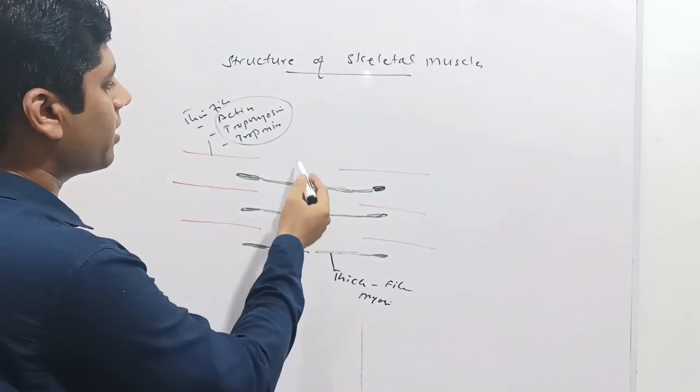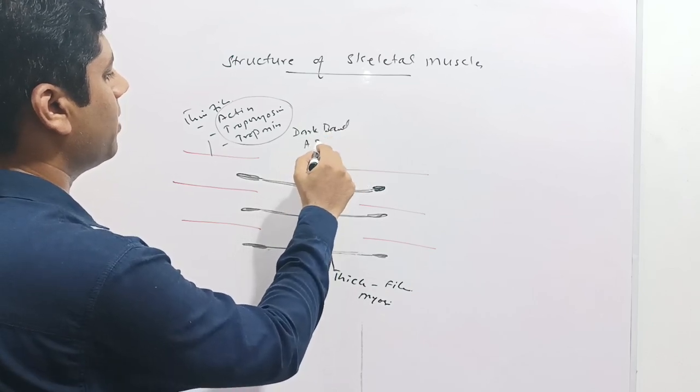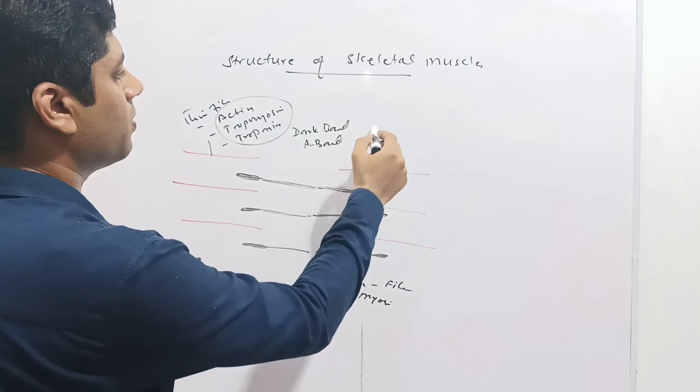The thick filaments give the dark region. These are called dark bands. The dark band is also called the A band. A band means anisotropic.